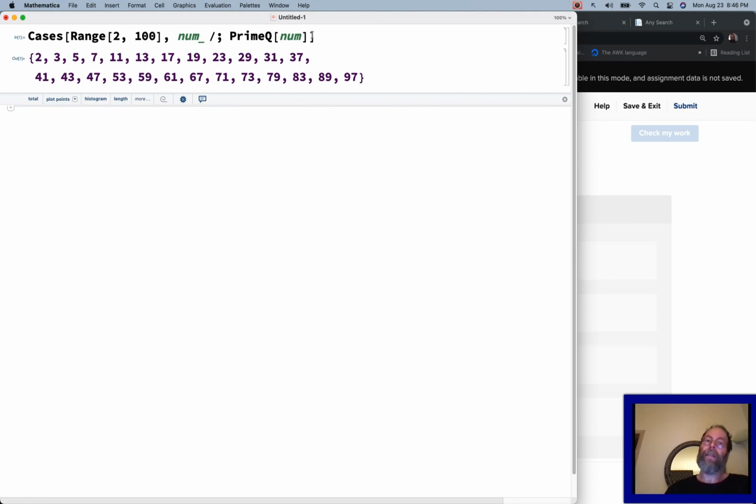So this is basically a filter. Cases is a type of filter. Let's do another example.